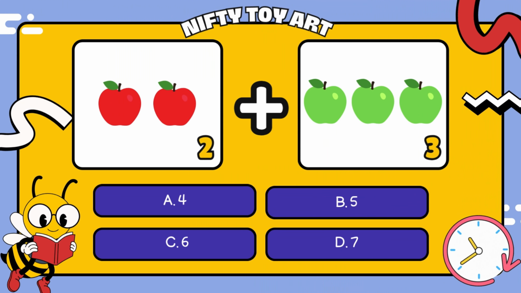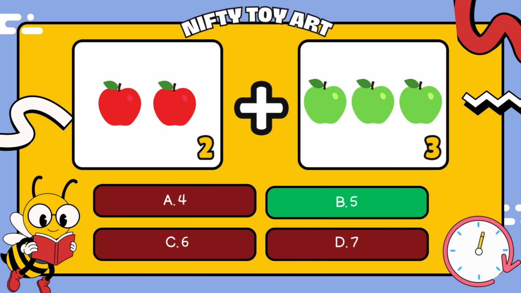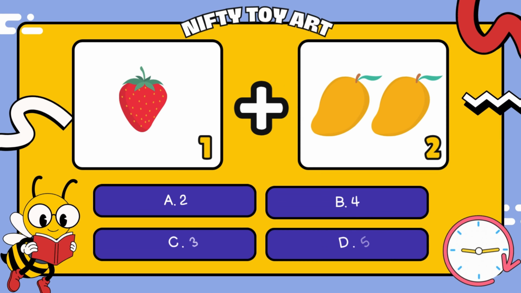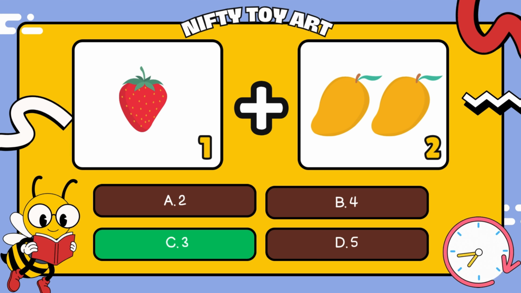I have 2 red apples plus 3 green apples. How many fruits do I have? That's right, 5 fruits. I have 1 strawberries plus 2 mango. How many fruits do I have? That's right, 3 fruits.